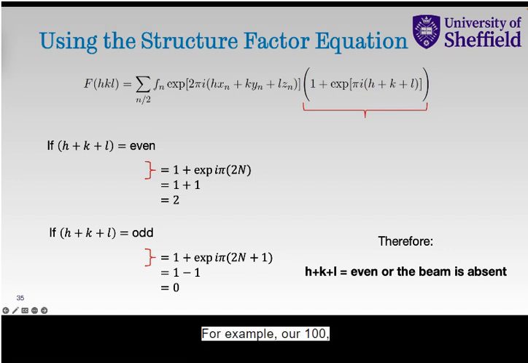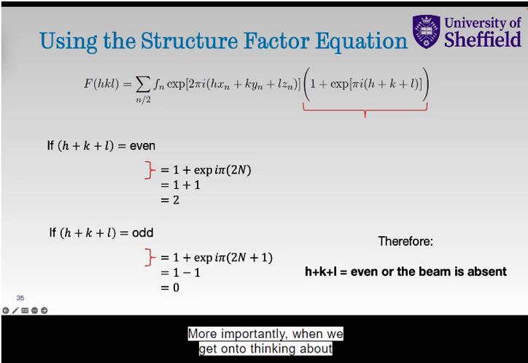So for example, our 1, 0, 0, we would see no diffraction from. Our 1, 1, 0, we would see diffraction from. Our 1, 1, 1, we see no diffraction from. Our 2, 0, 0, we see diffraction from, and so on and so forth. So this is really important to understanding which peaks we expect to see in a diffraction pattern and which ones we don't expect to see.